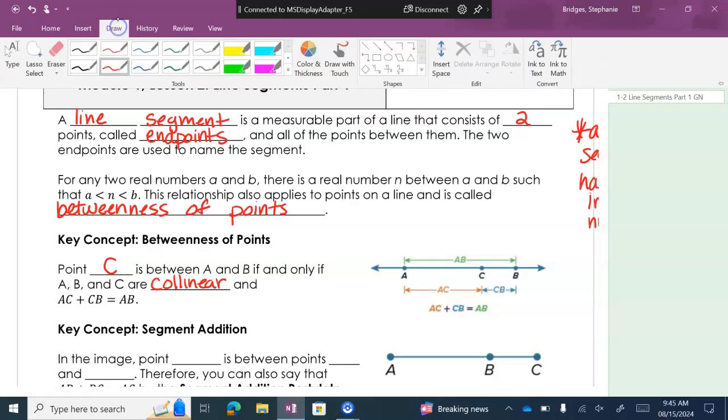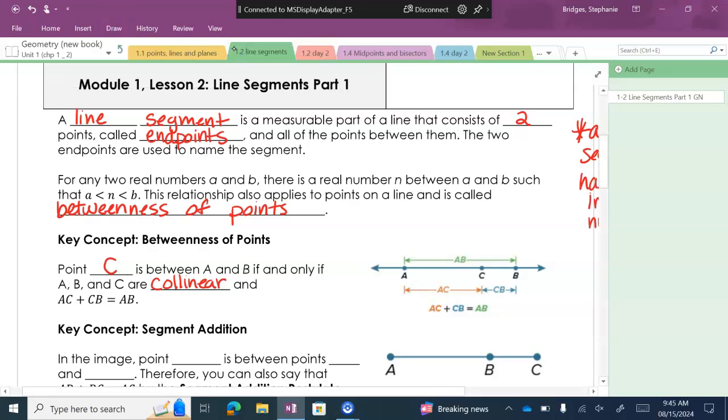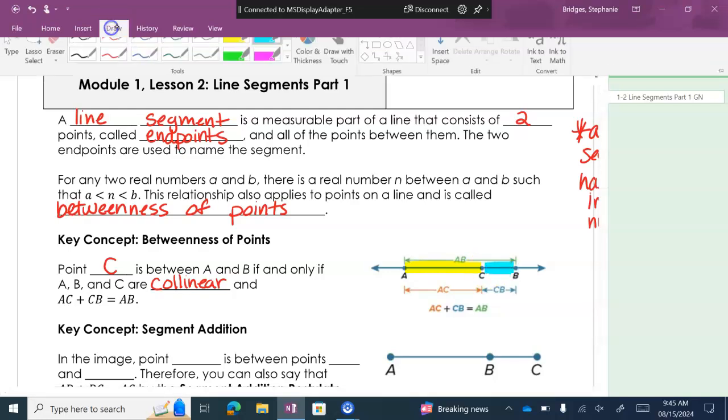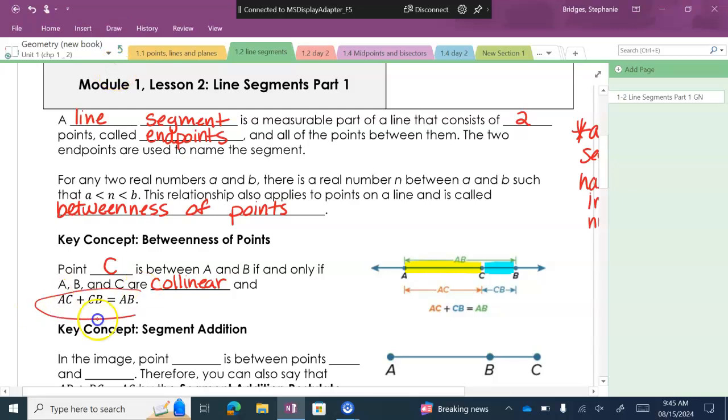And then also, we have segment AC. Do you see where I'm highlighting right here? Segment AC. Everybody see where I just highlighted in yellow? And then we have the smaller segment CB. And you have this statement here that says AC plus CB, the two small pieces, add together to give me a larger piece, AB.